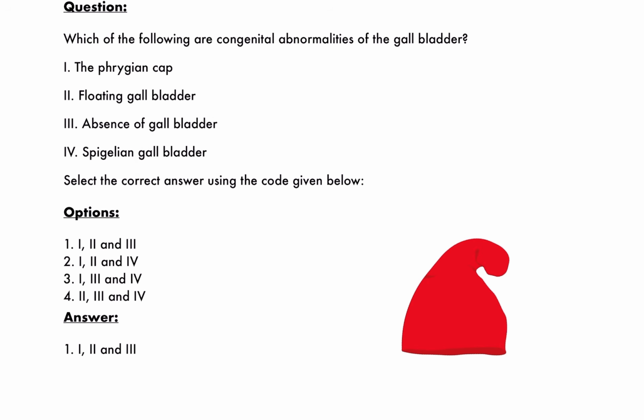It is because of a defect in the anterior abdominal wall, that is Spigelian hernia. So this is wrong. So the correct answer here is 1, 2, 3.